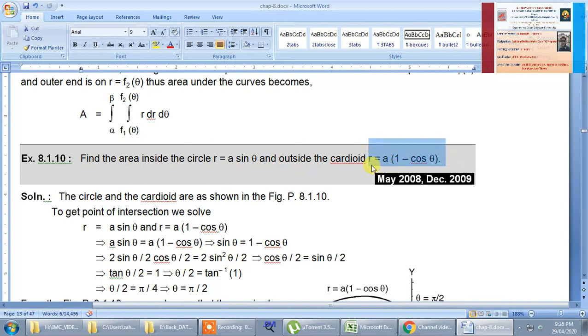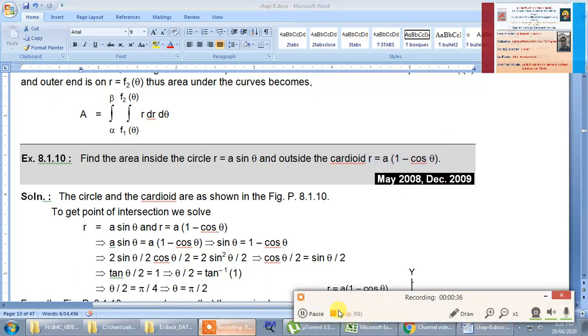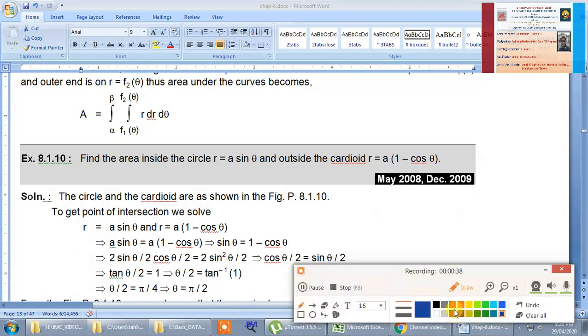This we have already seen, it is a cardioid. If it is plus, it is a rightward facing cardioid. So what I am talking about is this cardioid. This is your initial line, and a line perpendicular to the initial line is the theta equal to pi by 2 line.